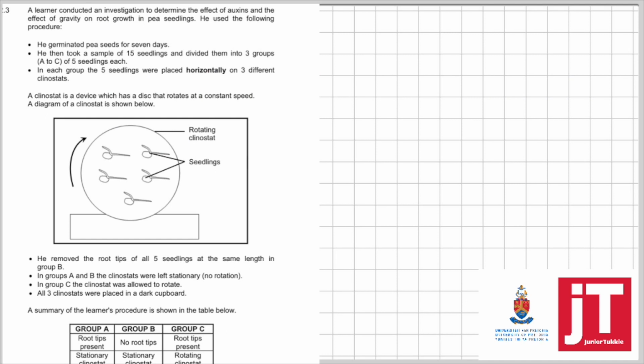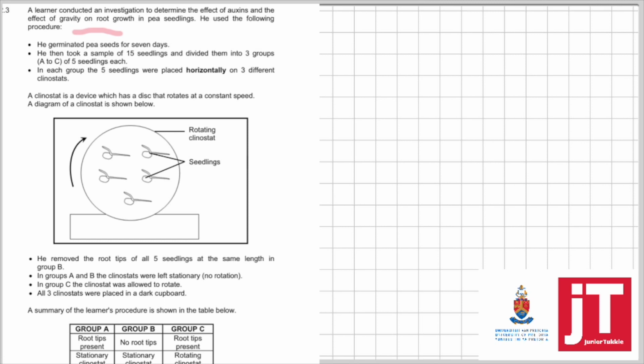Right. The next question is on plant hormones, 2.3. A learner conducted an investigation to determine the effect of auxins and the effect of gravity on root growth. He used the following procedure. He germinated pea seeds for 7 days. He then took a sample of 15 seedlings and divided them into 3 groups, A to C, of 5 seedlings each. In each group, the 5 seedlings were placed horizontally on 3 different clinostats.